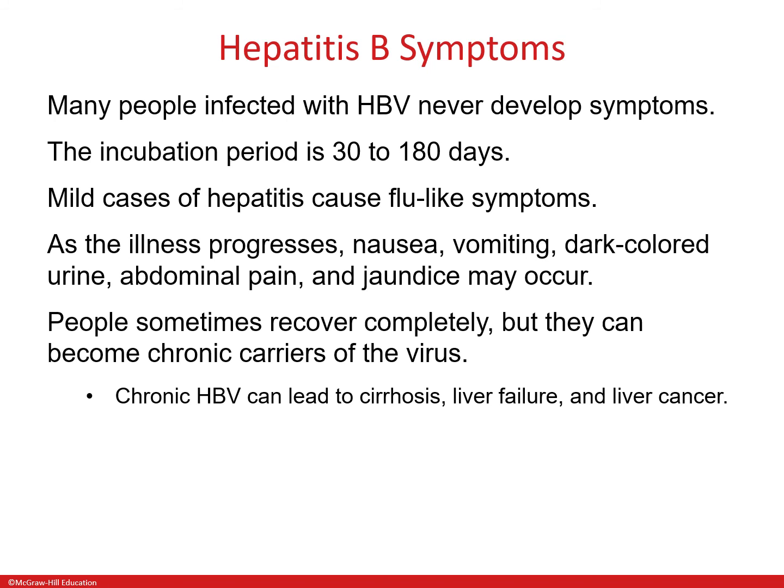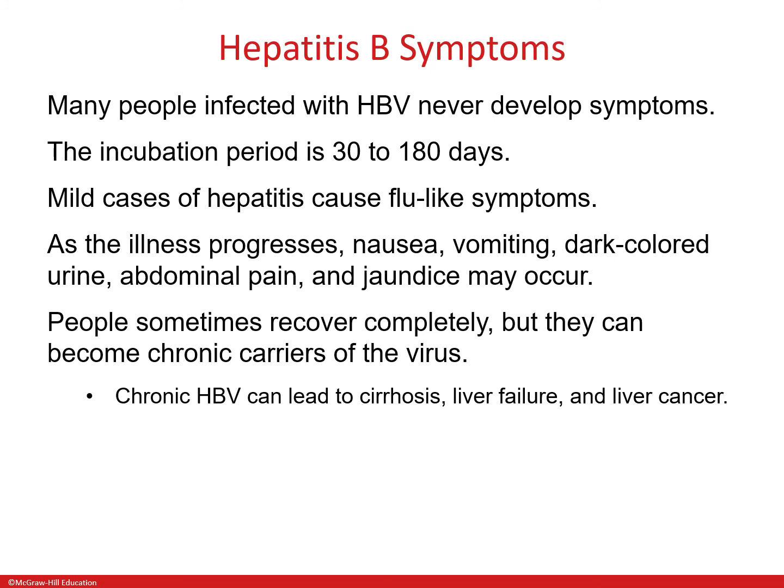Many people with HBV never develop symptoms. They have what is known as a silent infection. The normal incubation period is 30 to 180 days, and mild cases of hepatitis cause flu-like symptoms. As the illness progresses, there may be nausea, vomiting, dark-colored urine, abdominal pain, and jaundice may occur. People with hepatitis B sometimes recover completely, but they can also become chronic carriers of the virus, capable of infecting other people for the rest of their lives.